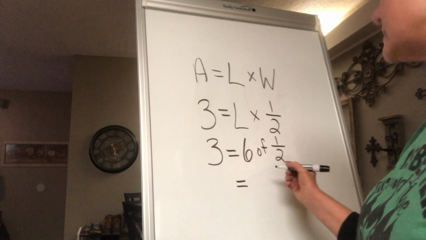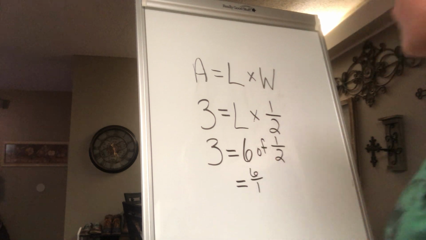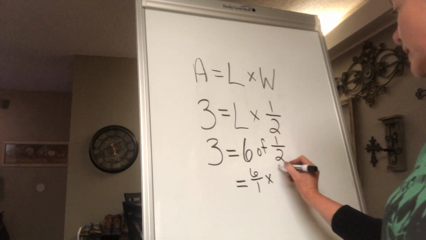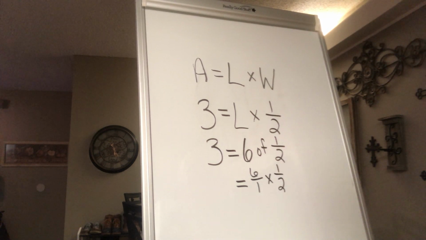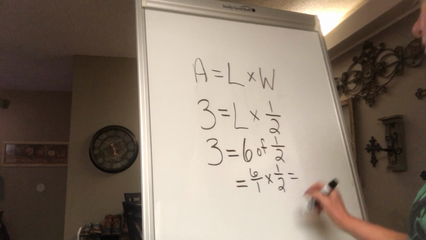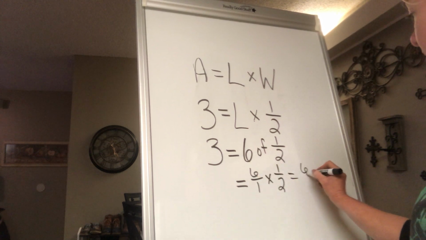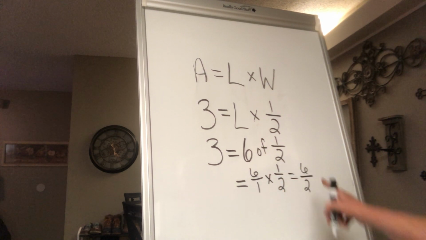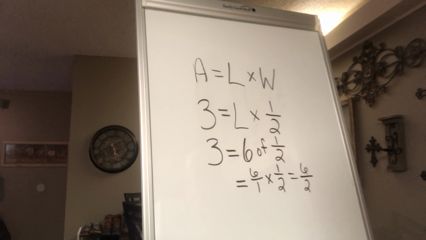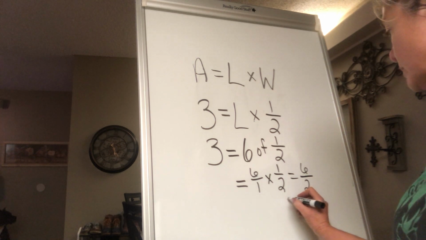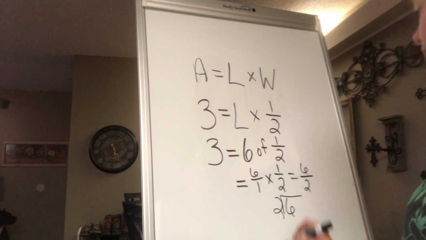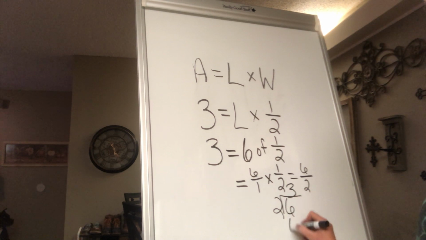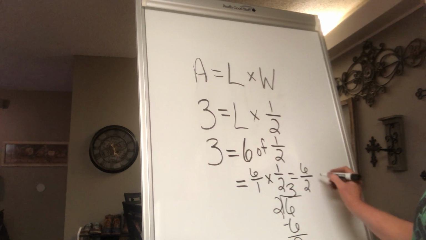6, we know is the same as 6/1. We know of means multiply. And we have 1/2. And if I do the math, multiplying straight across, 6 times 1 is 6. 1 times 2 is 2. I end up with an improper fraction. I go to the side and do the math. 6 divided by 2. 2 goes into 6 3 times. 3 times 2 is 6. And I have 0 left over.